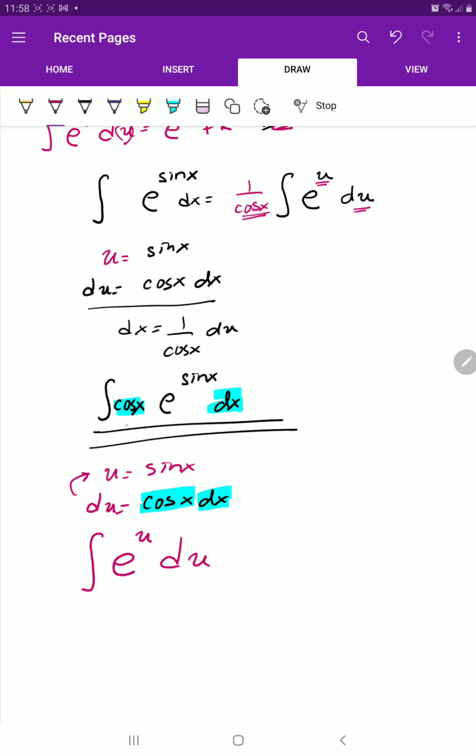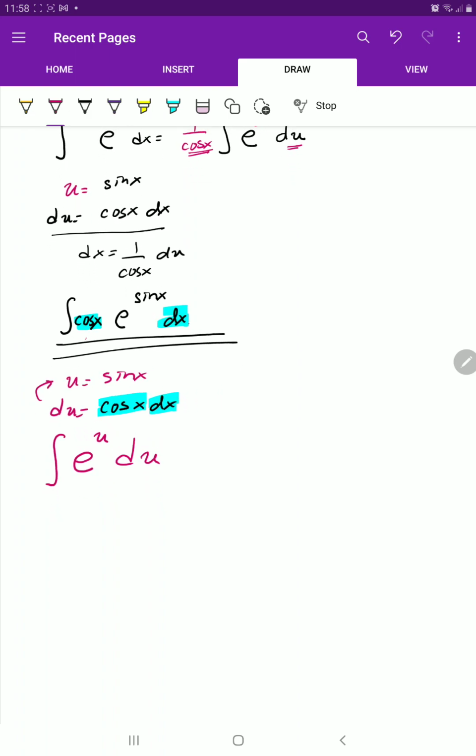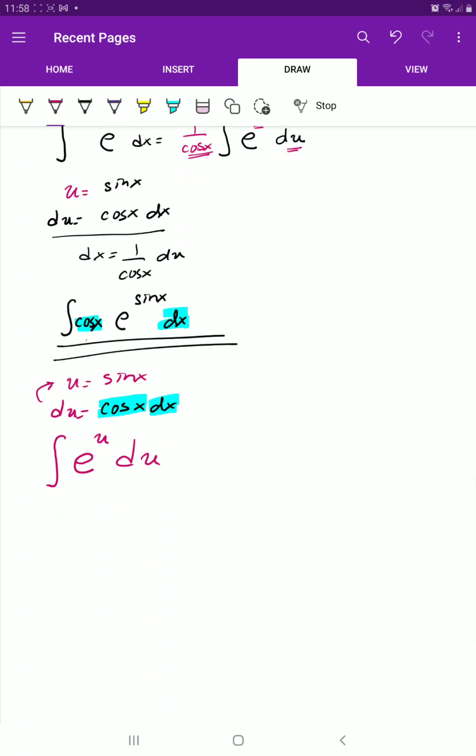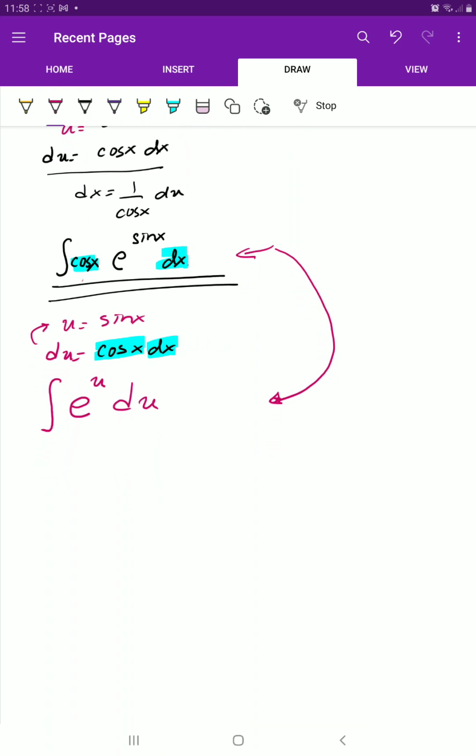So therefore, in this question here, a complicated problem like this, after you do the substitution, becomes a simple question like this. So it means that the substitution should be something that will make the question more simple. So that is now equal to e to the u plus k, or e to the u, which is sine x, plus k. This is now the final answer.